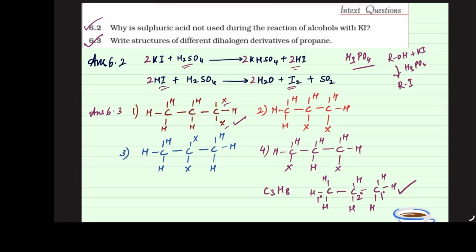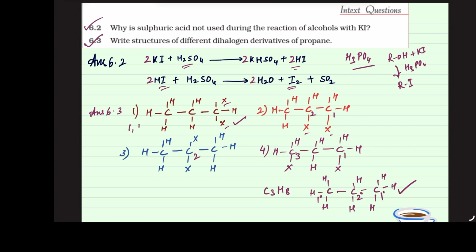Another one is when the first and the second carbon are substituted by halogen atom. This is another dihalogen derivative. When both the hydrogens of the second carbon are substituted by halogen, this is another type of dihalogen derivative. Fourth one is when the first carbon and the third carbon are substituted by halogen, then this is another kind of dihalogen derivative. So, in total, 4 different types of dihalogen derivatives of propane are possible.